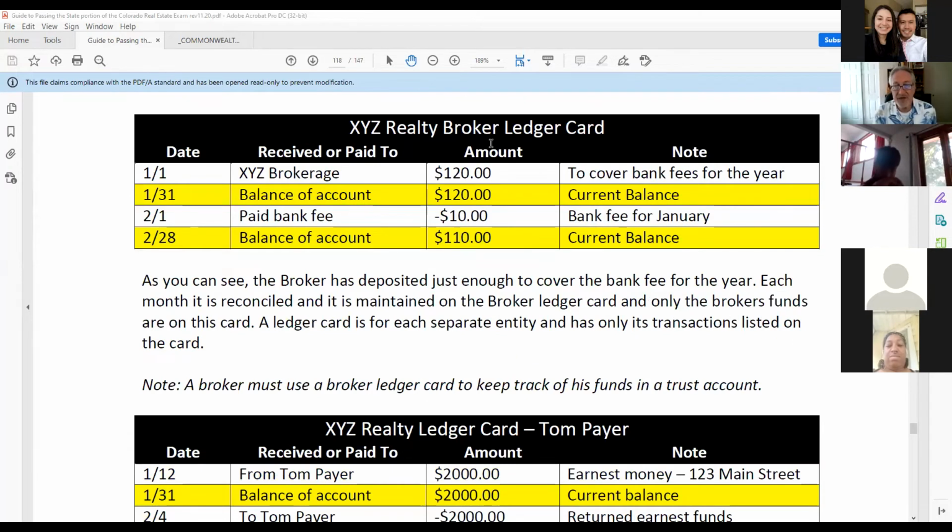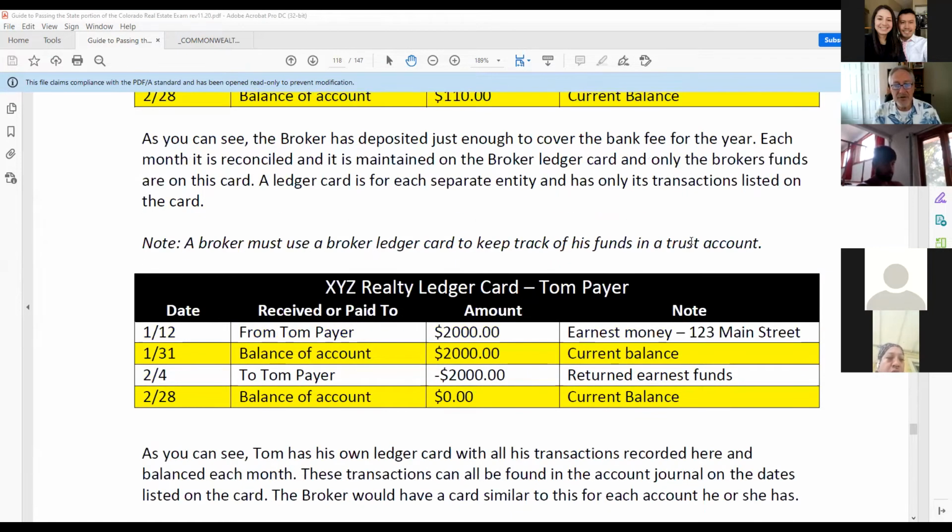Let me show you. So here's a ledger card for XYZ brokerage realty. So they put the money in, cover the bank fees for the year. At the end of the month, $120 for that. This is just what their participation in the journal is. And on the 1st, they paid that $10. So there's still $110 in there for the remaining months in that year.